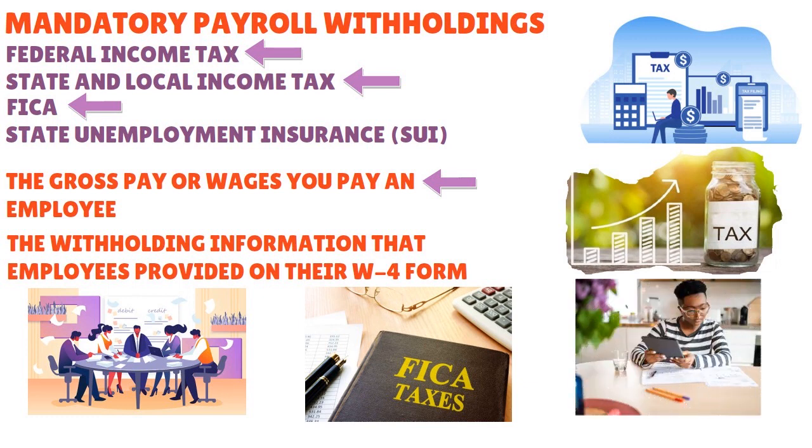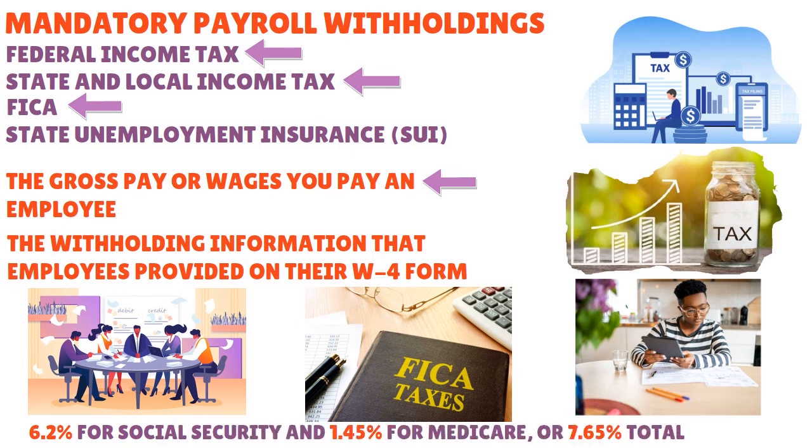So this is really important. Basically, the FICA rate for employers breaks down for this year to 6.2% for Social Security and 1.45% for Medicare, or 7.65% total for each this year.